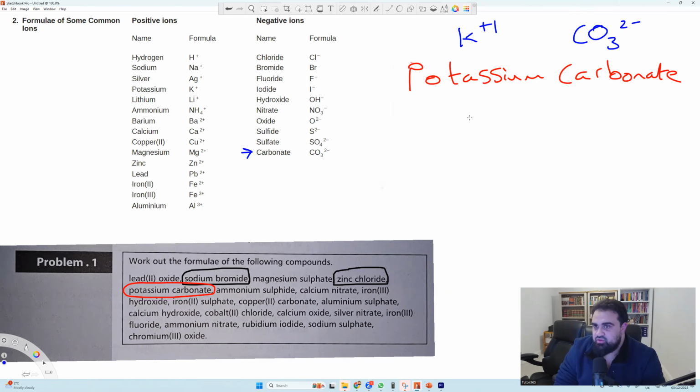So what am I going to do? You're going to add 2 of the carbonate. Well, okay. Let's do that. But if we add 2 of the carbonates, I'm going to have -4, aren't I? Yeah. And we're still going to have one plus on the potassium, right? So how are we going to sort this out?